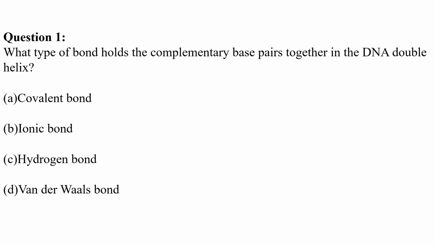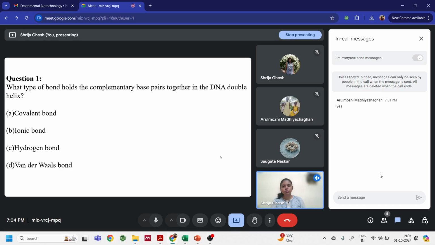Question number 1: what type of bond holds the complementary base pairs together in the DNA double helix? Option A, covalent bond. Option B, ionic bond. Option C, hydrogen bond. And option D, van der Waals bond. So what is the type of bond that is present between the two complementary bases in the DNA? Okay, we have one answer, option C, hydrogen bond.